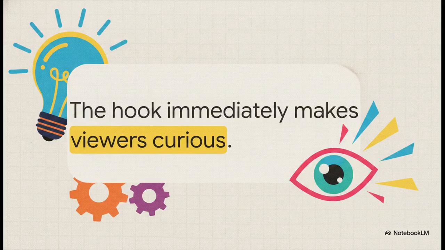So, why does a hook like that work so well? Because it generates curiosity, and curiosity is the engine of any great explainer. When you validate the viewer's frustration and promise a simplified solution, you're transitioning them from passive scrollers into active learners. You're setting them up to actively crave the solution you're about to provide. Without that initial spike of curiosity, even the best information in the world is just going to fall on deaf ears.